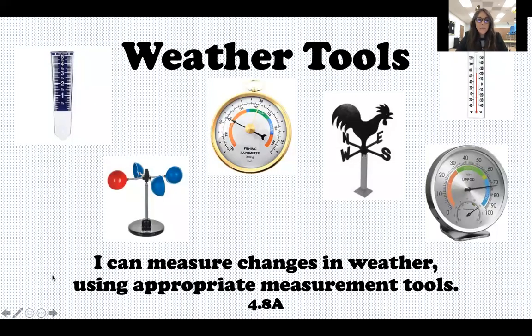So your target says I can measure changes in weather using appropriate measurement tools. So today we're going to be looking at and talking about 6 different weather tools that meteorologists use to measure and study the weather. I have 4 of them. There's 2 that I don't have. So I will show them to you, and the kids in class will also be getting to look at them and touch them and feel them. You want to make sure you learn the names of these and what they measure.